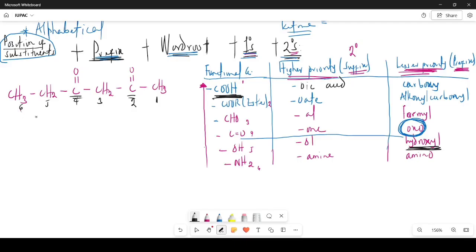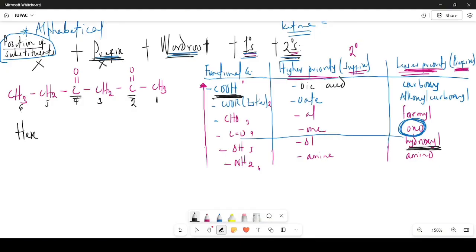Now, after identifying that, is there any substituent, any prefix? No prefix. So let's go ahead and name. That means there is no position and no prefix. Let's go ahead and talk about our word root. What is the word root here? The word root is the longest carbon chain. And what's the longest carbon chain? 6. So you could just call it hex. After that, the next thing is your primary suffix. What's your primary suffix?